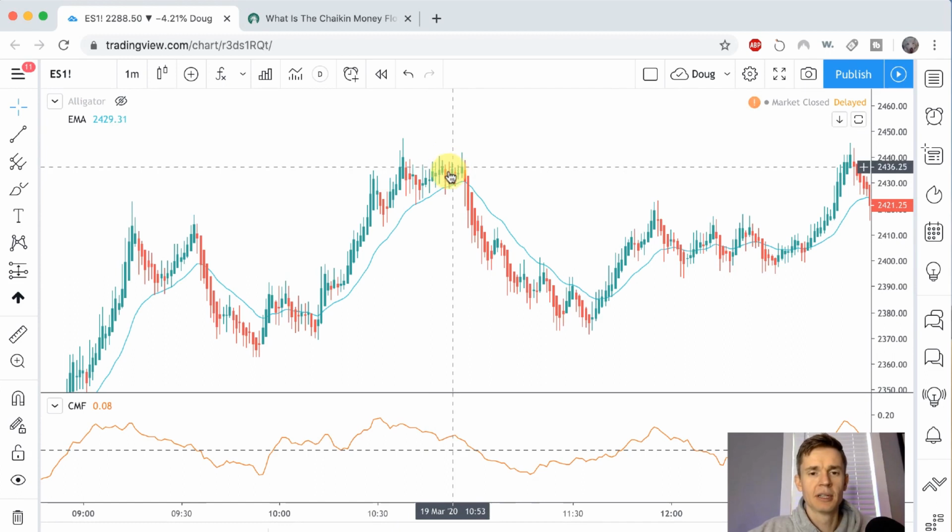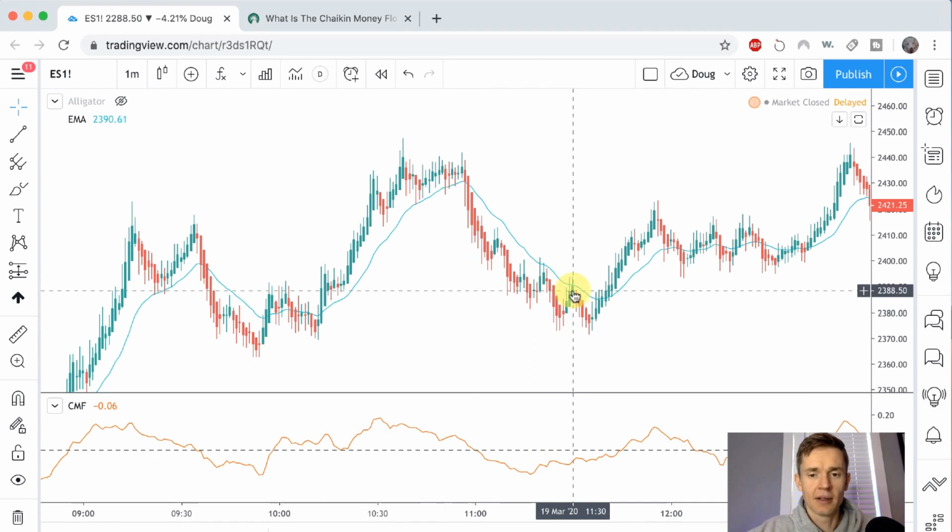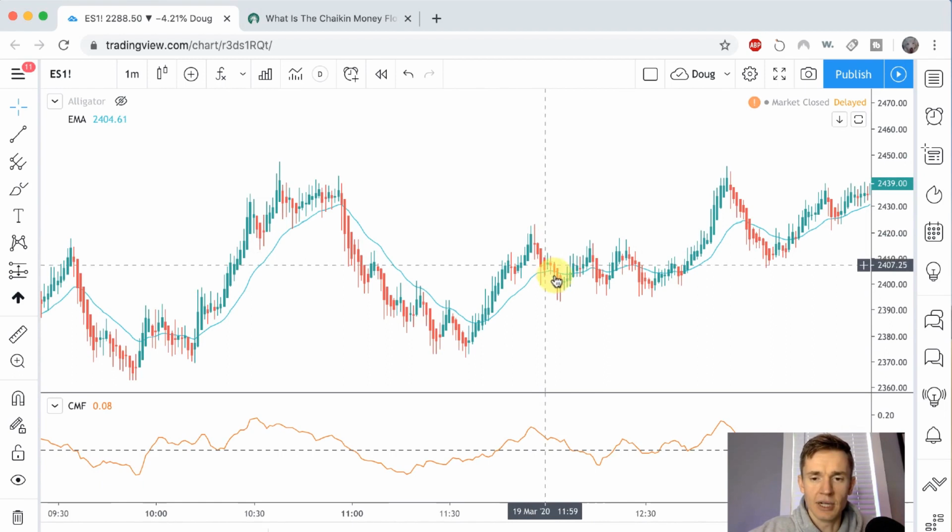Flies down, comes back, tips off this EMA. It's bearish. You might have taken a short there. Those are two small ones. No chance to trade. No chance, no chance.